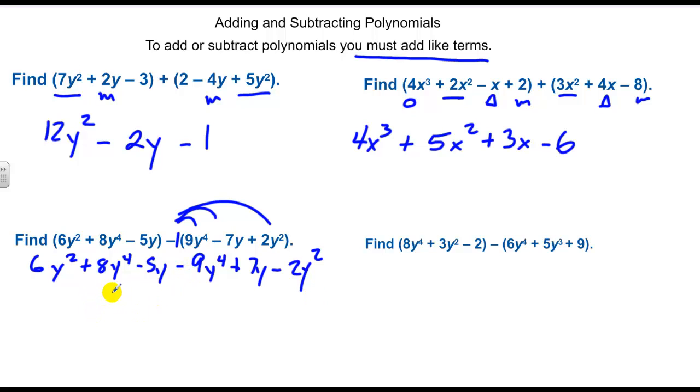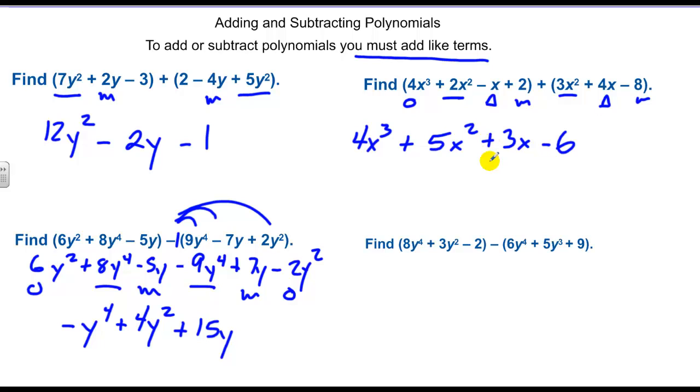Now, I have a y to the fourth and a y to the fourth. That gives me a negative 1 y to the fourth. Look for y cubes, which there aren't any. y squared. There's another y squared. 6 minus 2 is 4. And then y to the first and y to the first term. I have a total of 15y.